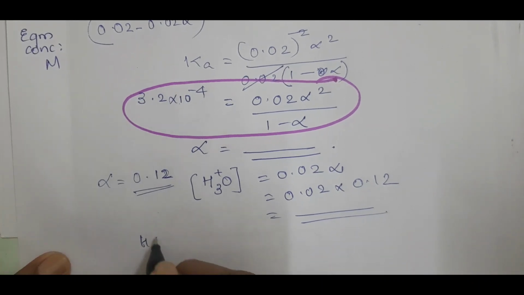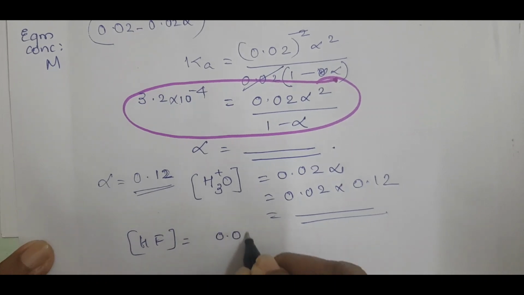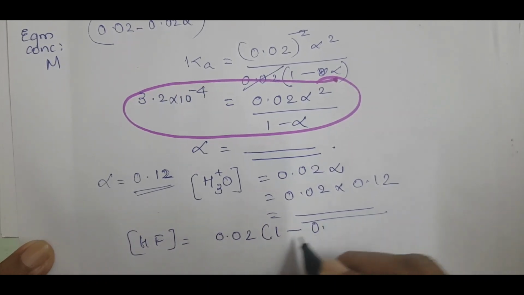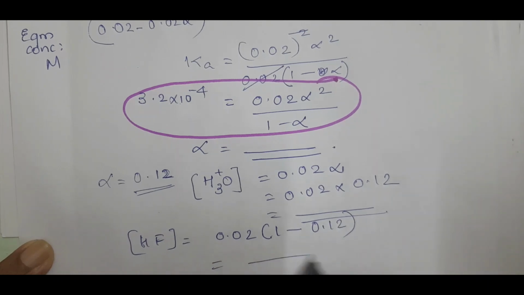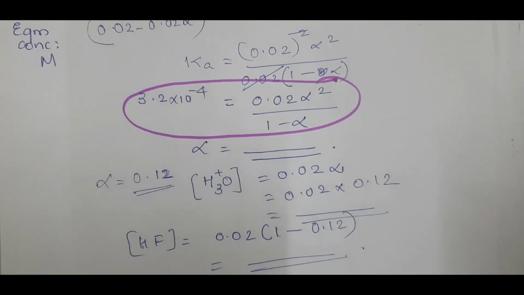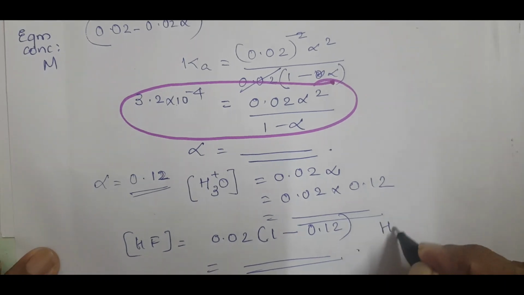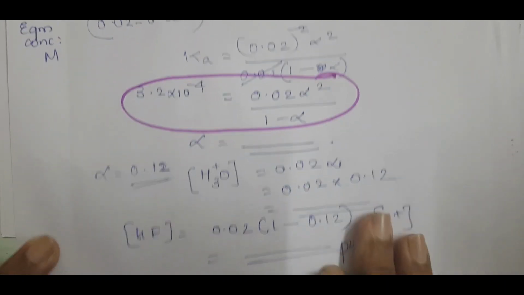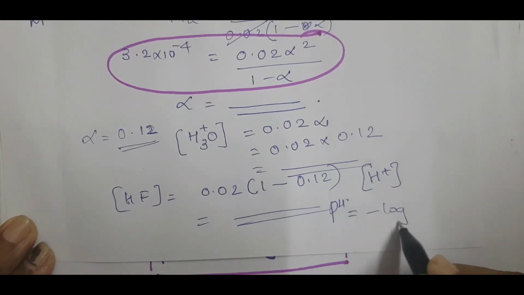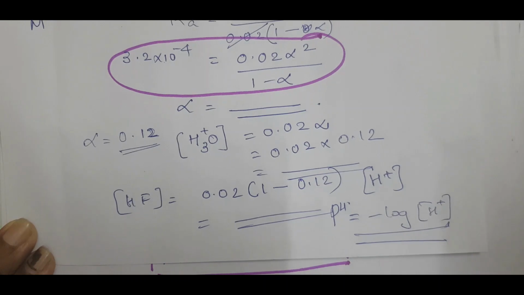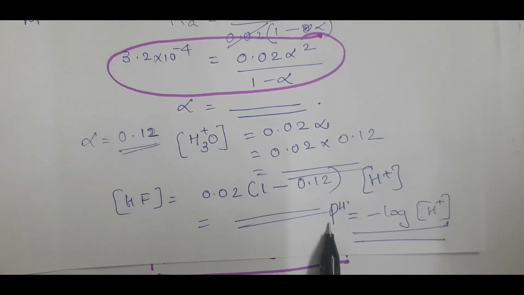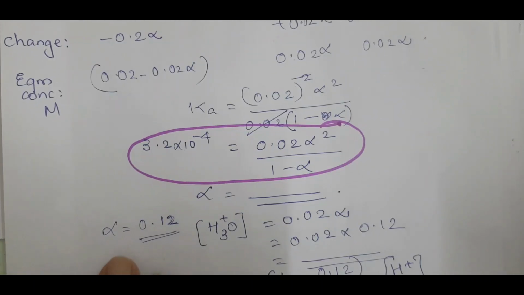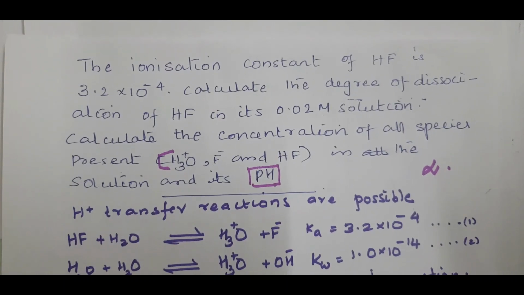And for example, if you want HF, it is 0.02 into 1 minus alpha, that is 1 minus 0.12. So you just calculate and get the answer. And if you get the concentration of H plus, how will you calculate pH? pH is equal to minus logarithm of H plus ion concentration, isn't it? So if you get H plus, you can very well calculate the pH. So clear? Okay, so just do the calculation as homework. So this is how you do the numerical for a weak acid. Is it clear? Okay.